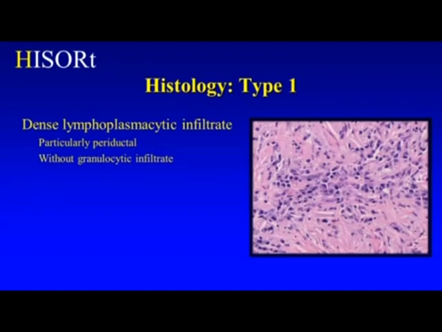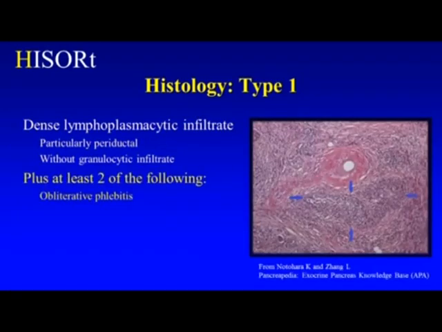There are several characteristic histologic features. The most frequent finding is the presence of a dense lymphoplasmacytic infiltrate. It's found particularly periductal and without the presence of granulocytes or PMNs infiltrating in the tissue. In addition to that, per the ICDC guidelines, you should have at least 2 of the following findings.